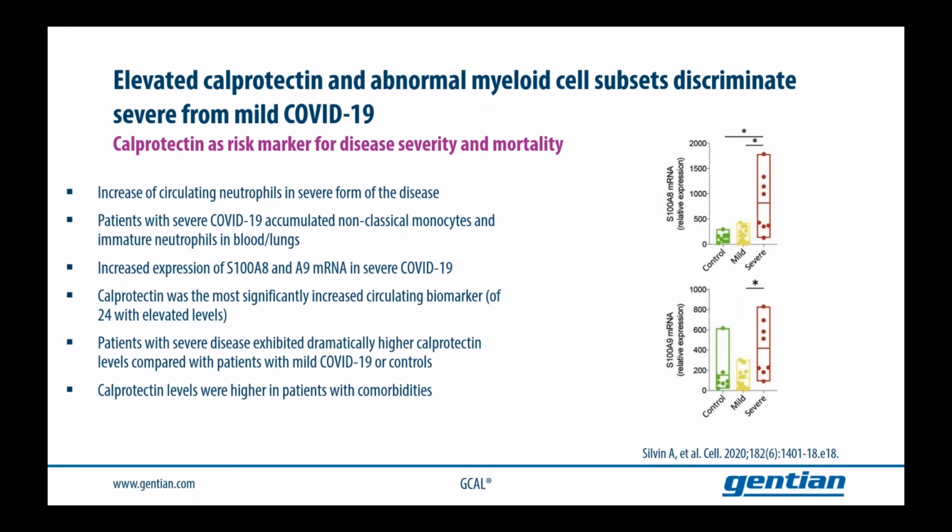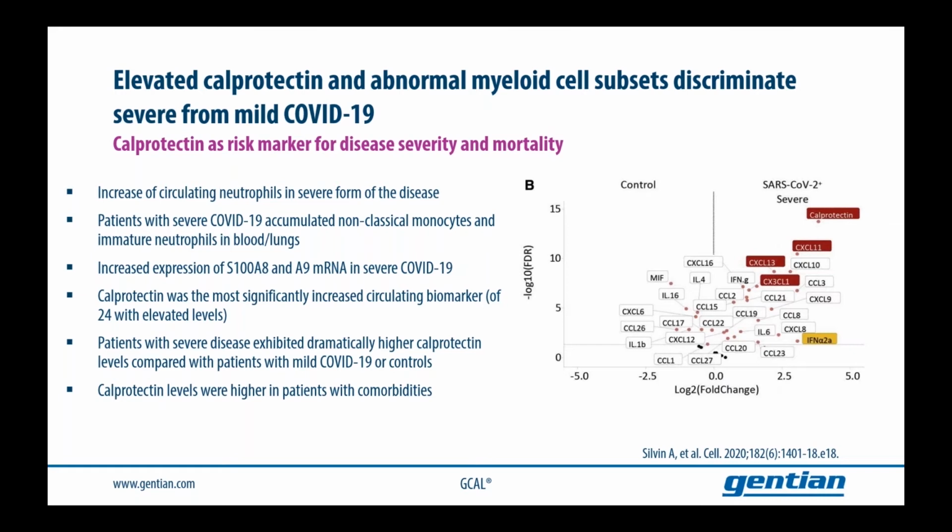They have also reported increased expression of S100A8 and A9 mRNA in patients with severe COVID-19, and that calprotectin was the most significantly increased circulating biomarker compared to 24 other biomarkers with elevated levels in severe COVID-19.